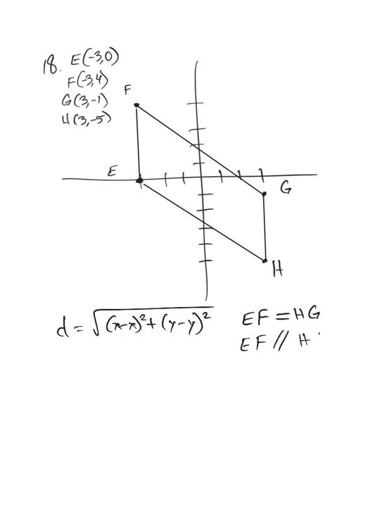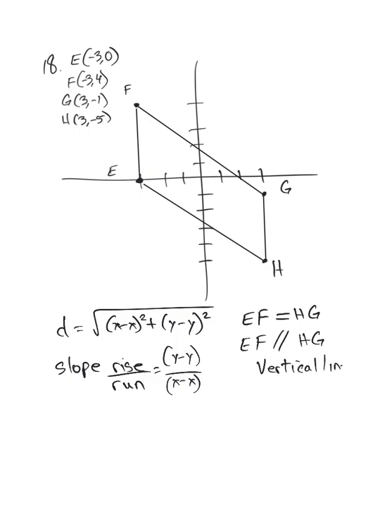to HG. And how do you show parallels? You show their slopes. So just in case, slope is also rise over run, or it is y minus y on the top and x minus x on the bottom. So you'd have to do that for both EF and HG. But we do know that EF and HG are parallel because they're both vertical lines. So vertical lines are parallel. So you could just say that for EF and HG.